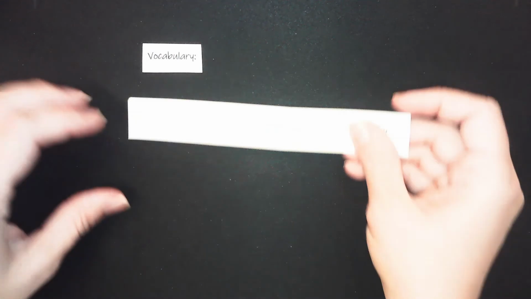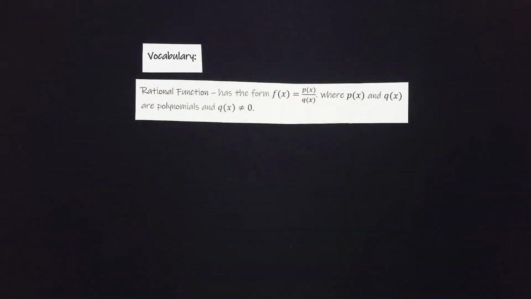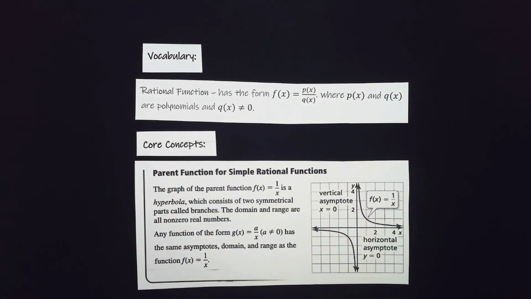So, let's go for vocabulary. What's a rational function? It has the form f of x equals p of x over q of x, where p of x and q of x are polynomials. So it's one polynomial divided by another, and q of x cannot equal 0 because we cannot divide by 0. Core concept for that looks like this.